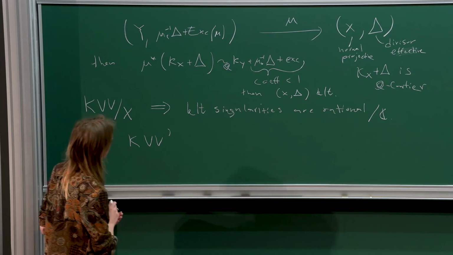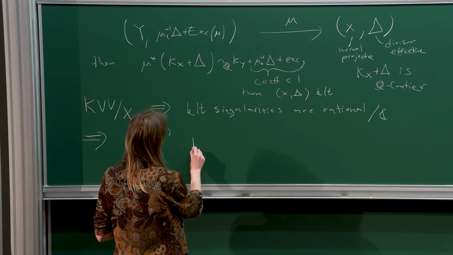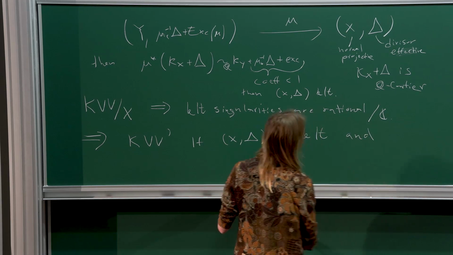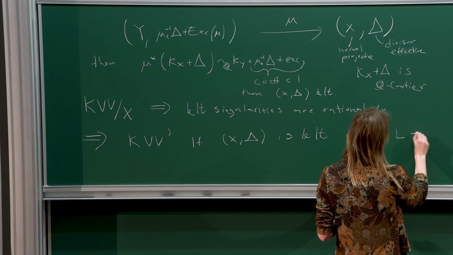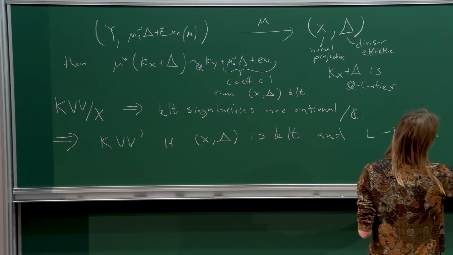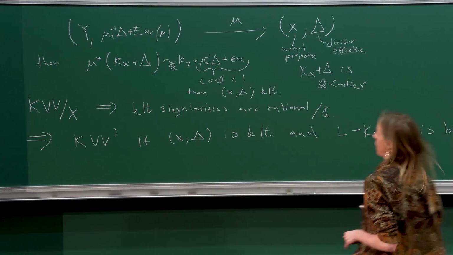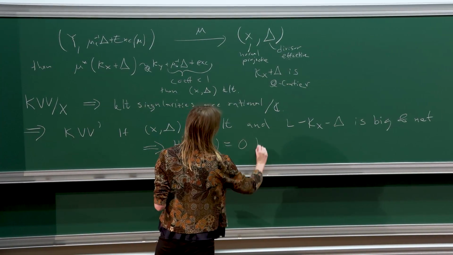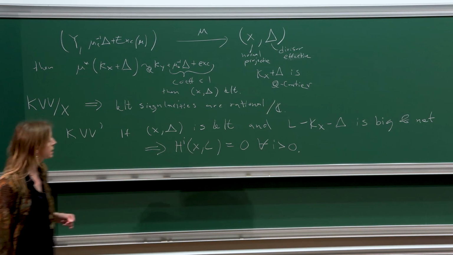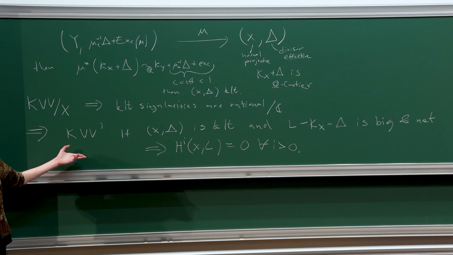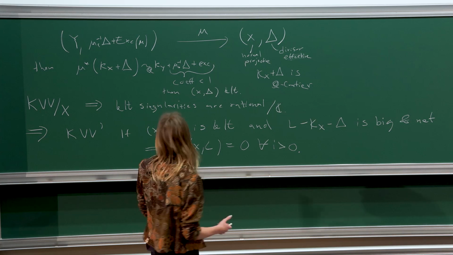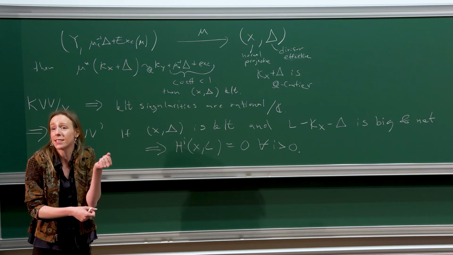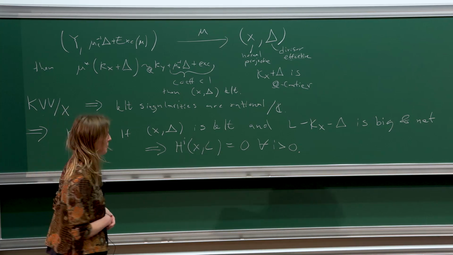Okay. So KVV prime, I'm going to call it, says that if (X, Δ) is KLT and L minus K_X minus Δ is big enough, then again all higher cohomology vanishes. Okay. So this is the version of Kawamata-Viehweg that we will be discussing. We will allow for singularities. And of course, there is also a singular version of Kodaira vanishing. So then we allow for X to have KLT singularities, and we ask for L plus K_X to vanish.